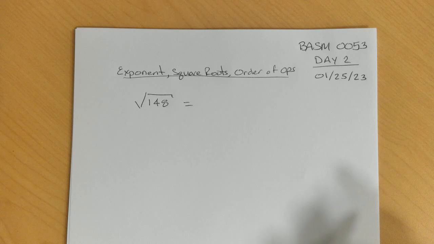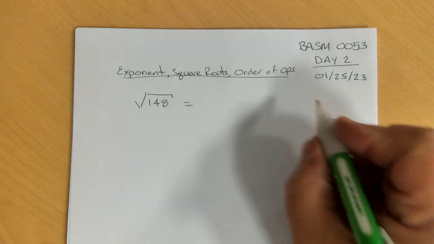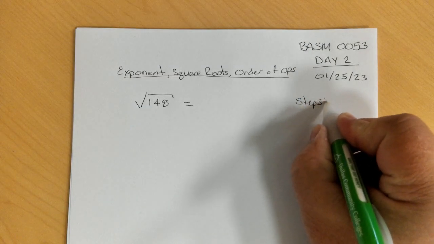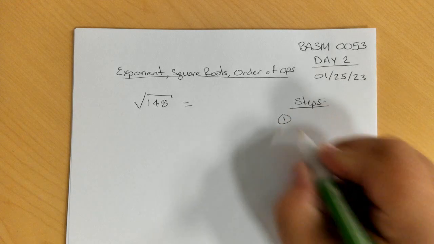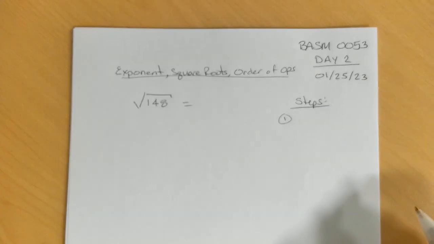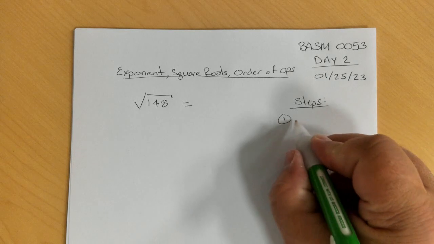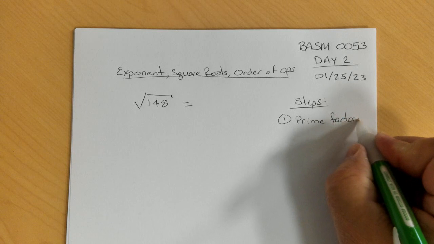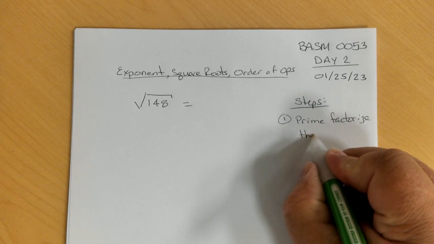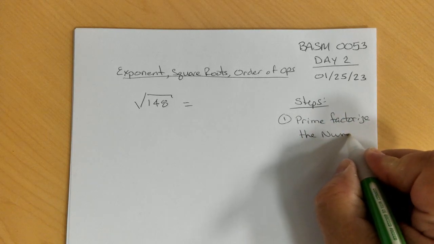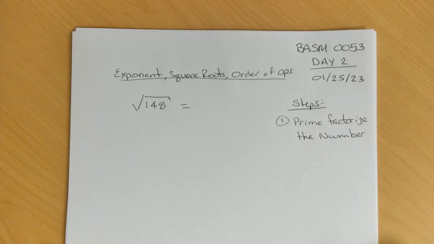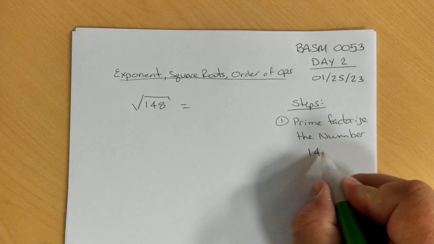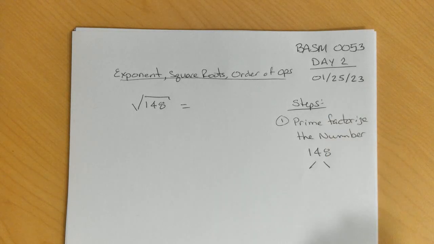Remember the procedures? What's the first thing you have to do? Factorize. What does that mean? So you take the 148 and break it down to its smallest pieces.